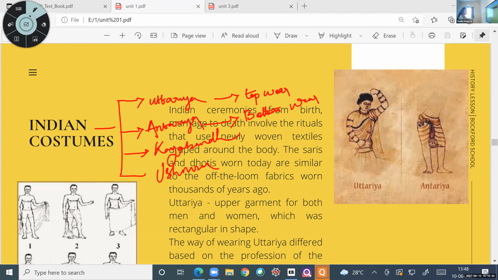So let me ask you, you should answer it genuinely. If a picture is given, it can be Antariya, Uttariya, Ushnisa, or a Kayaban. Will you be able to identify that this belonged to India? This is part of Indian costume, and this is Uttariya or this is Antariya. Will you be able to identify it if a picture is given in the question paper and you are asked to identify it? Or if you were asked to draw and explain Uttariya, will you be able to do that?